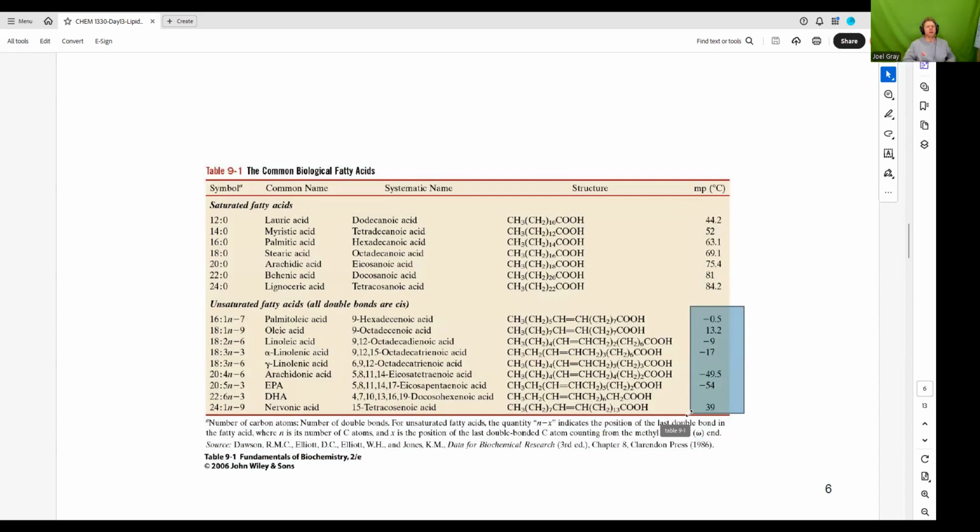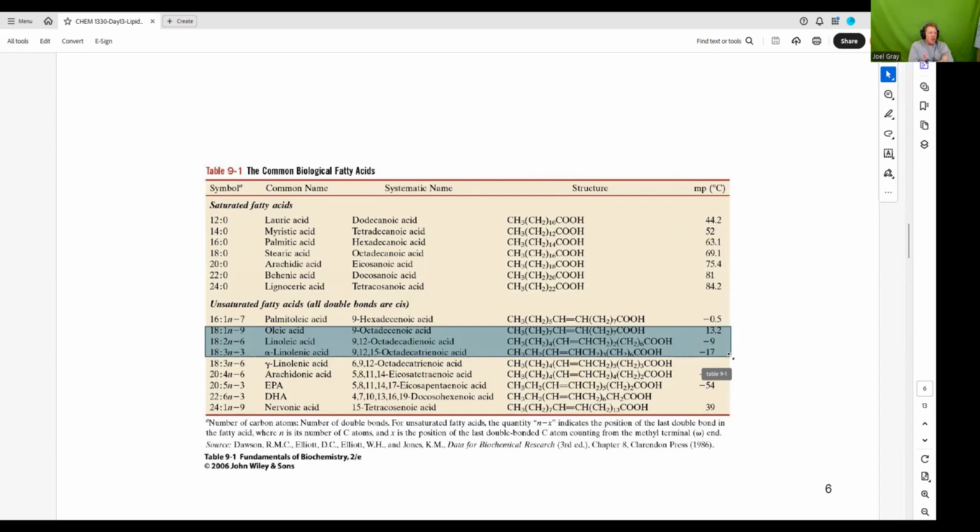Well, as you introduce a double bond, that brings your melting point down. So here, what we referenced in particular was we looked at these three. Here we have 18:1. That's an 18 carbon long fatty acid with one double bond. 18:2 is an 18 carbon long fatty acid with two double bonds. 18:3 is an 18 carbon long fatty acid with three double bonds.